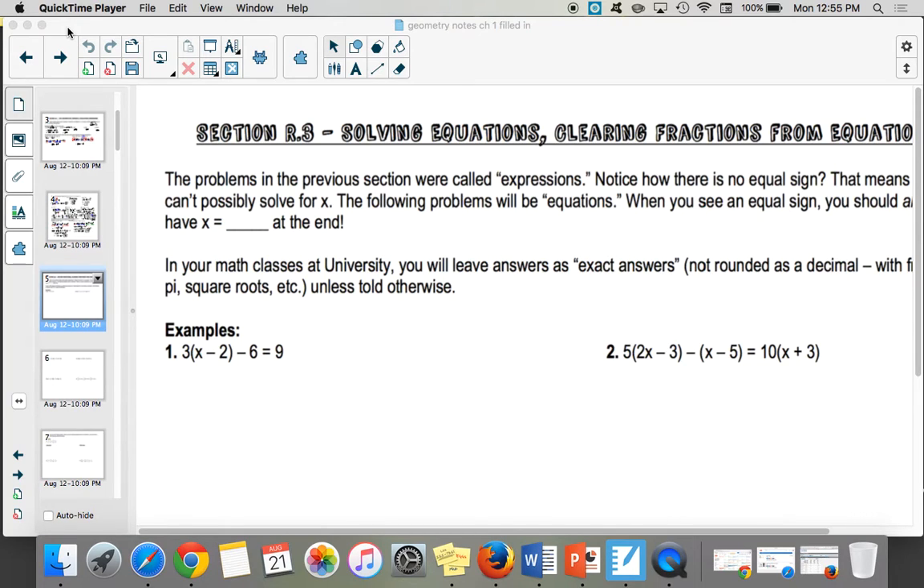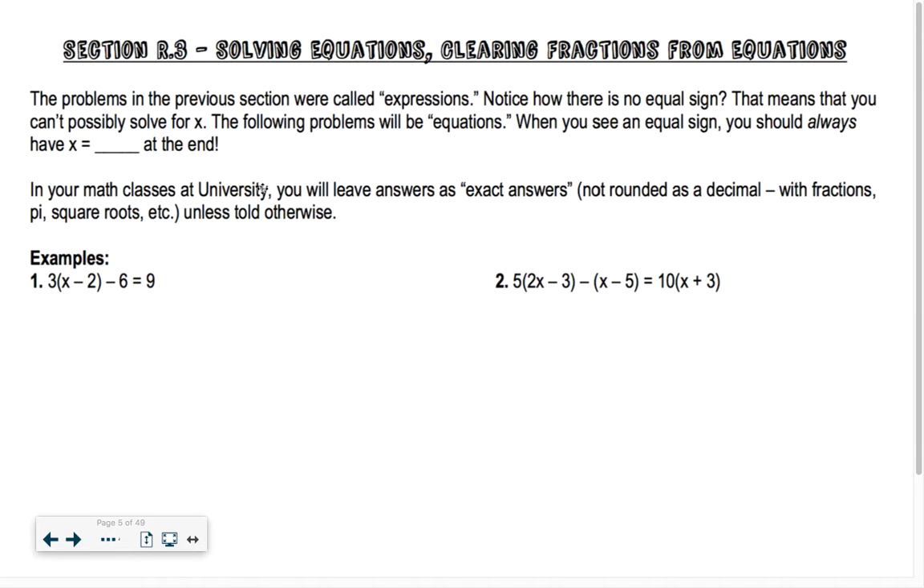R3 is on solving equations and also clearing fractions from equations. So we're going to do some pretty tricky equations today. The problems in the previous section were called expressions. Expressions don't have an equal sign. Whenever you have an equal sign, that means you have to go all the way down until x equals a number.